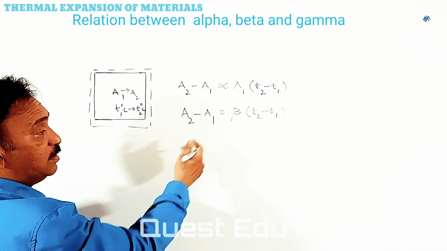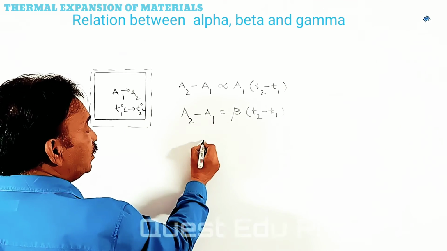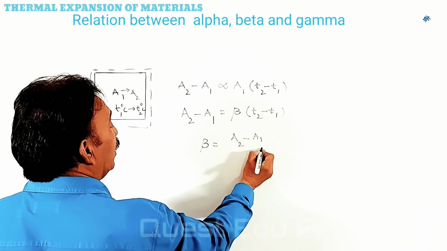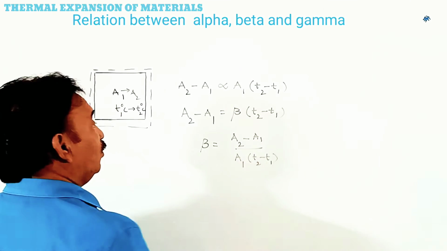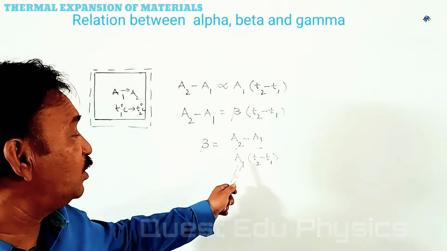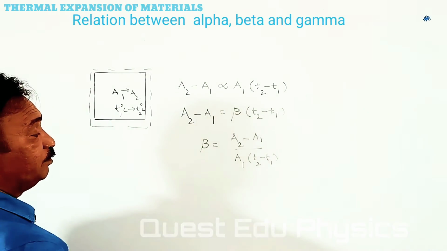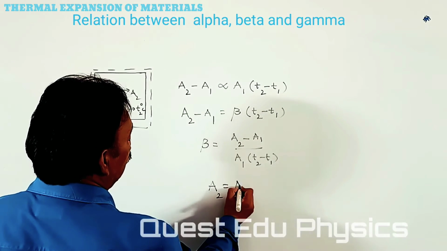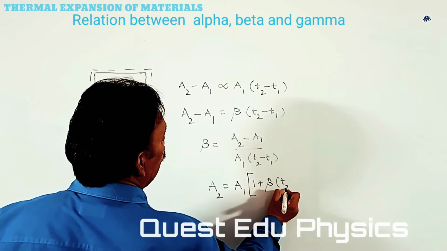Okay, beta is the coefficient of areal or superficial expansion, students. Beta can be had as A2 minus A1 upon A1 into T2 minus T1. We can define the beta like this, students. It's the ratio of change in area to initial area per one degree centigrade rise in temperature, students. Okay, our final area can be had as A2 is equal to A1 of 1 plus beta into T2 minus T1, students.